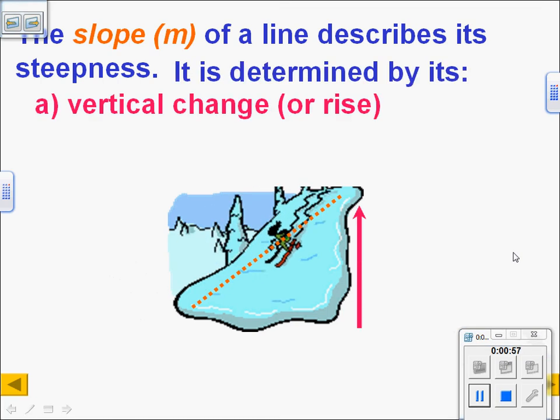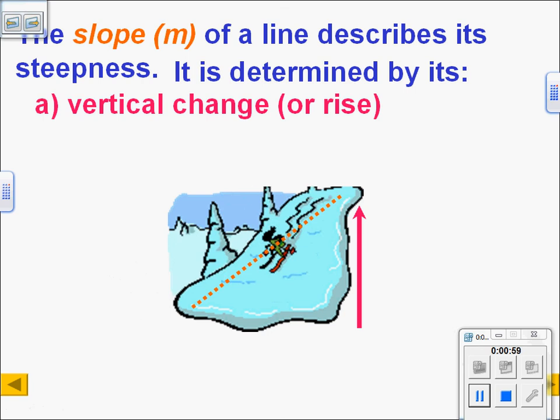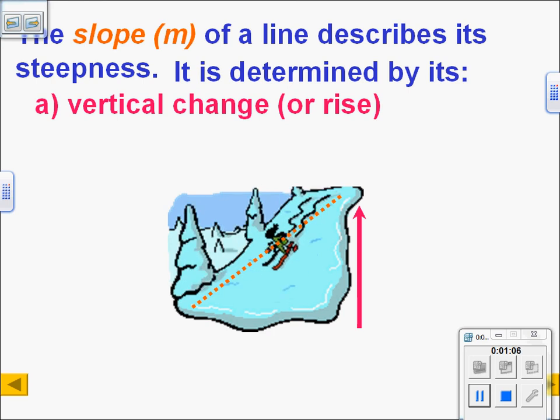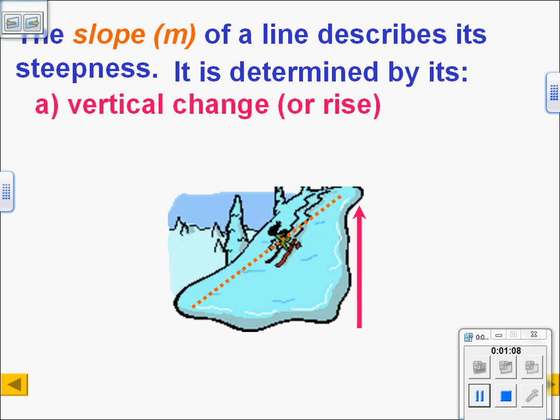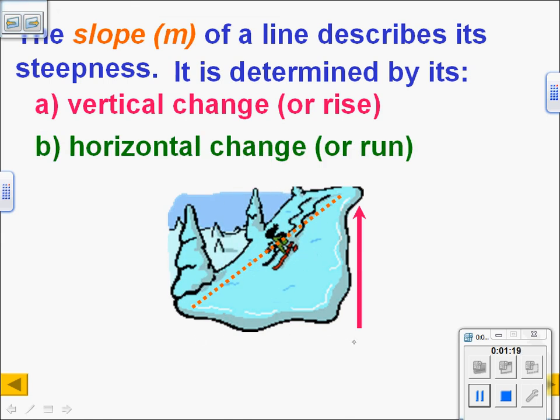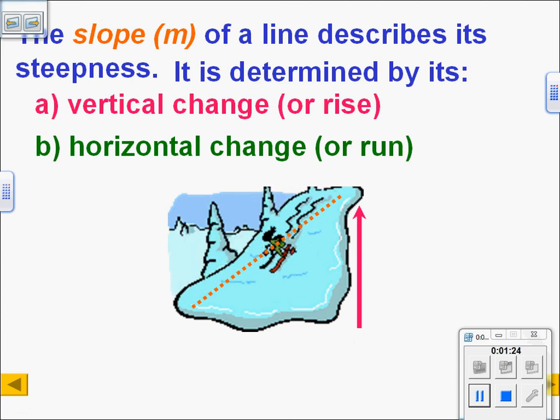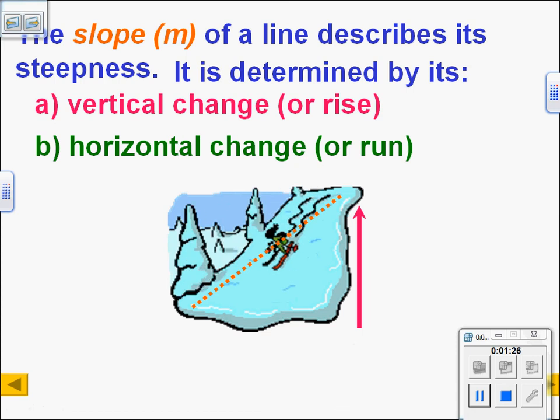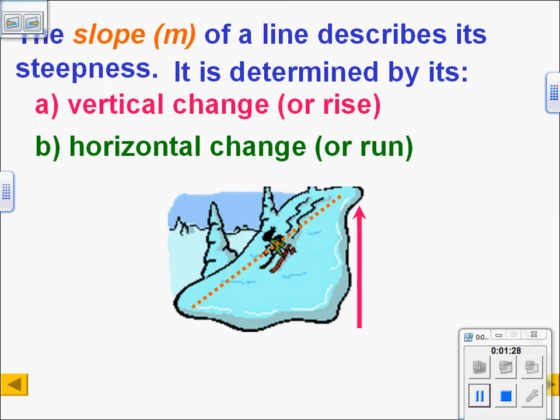Okay, in this example, this is just a skier going down, but I want you to look at the definition. The slope of a line describes its steepness. How steep is it? It's determined by its vertical change, or we can call it rise. Sometimes that vertical change can be going down, whereas from left to right, this one is going up. Its steepness is determined by its vertical change and its horizontal change. We refer to the vertical change as rise, and we refer to the horizontal change as run.